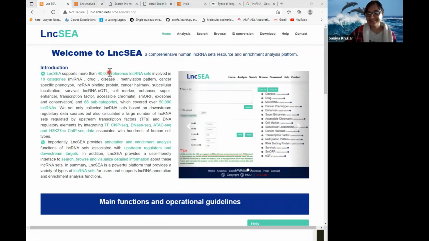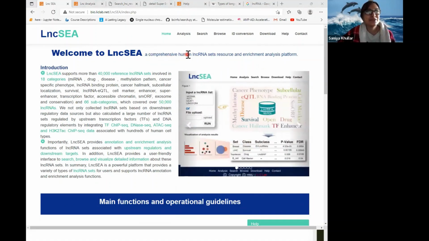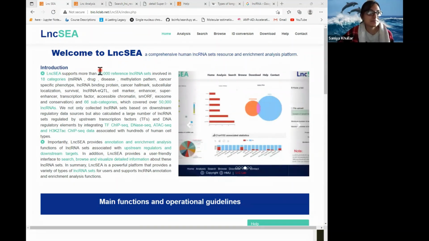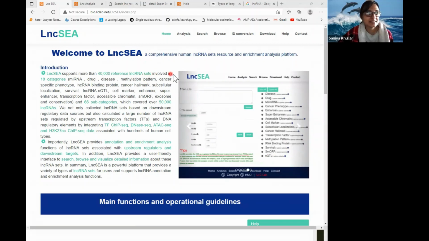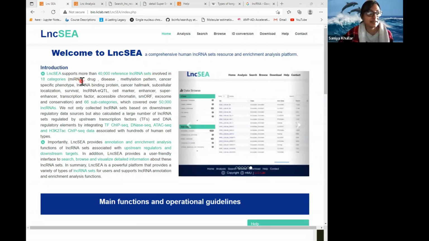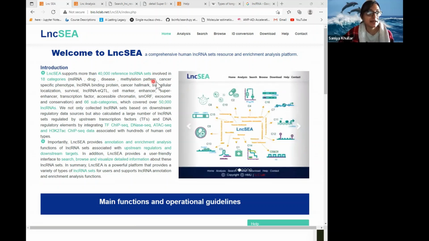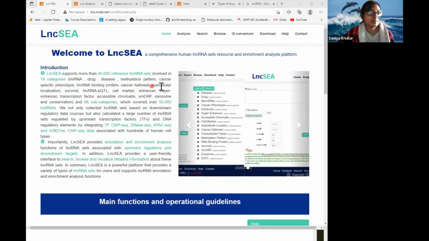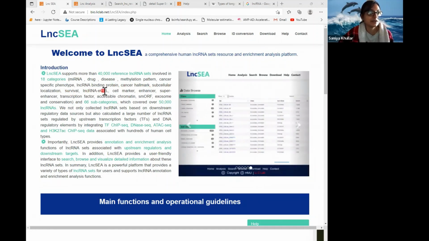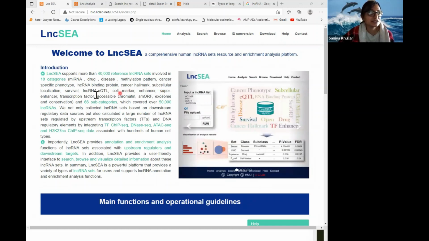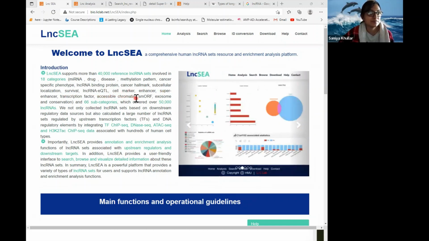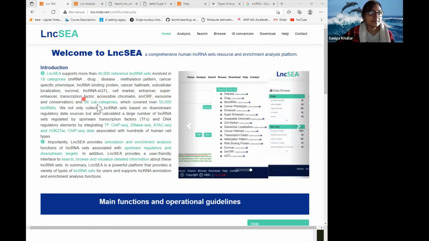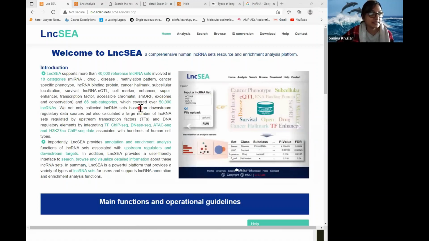It's a comprehensive human lncRNA sets resource and enrichment analysis platform. It has more than 40,000 reference lncRNA sets that are involved in 18 categories: microRNA, drug, disease, methylation pattern, cancer-specific phenotype, lncRNA binding protein, cancer hallmark, subcellular localization, survival, lncRNA eQTL, cell marker, enhancers, super enhancers, transcription factor, accessible chromatin, smORF, exosome, and conservation. Over 66 subcategories and 50,000 lncRNAs.